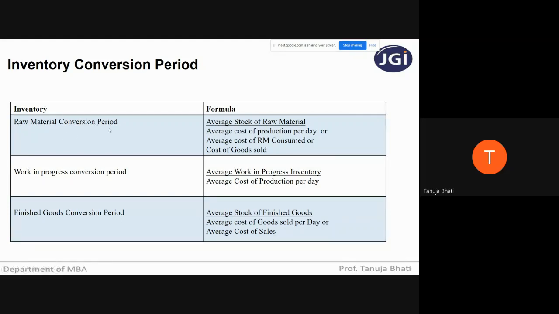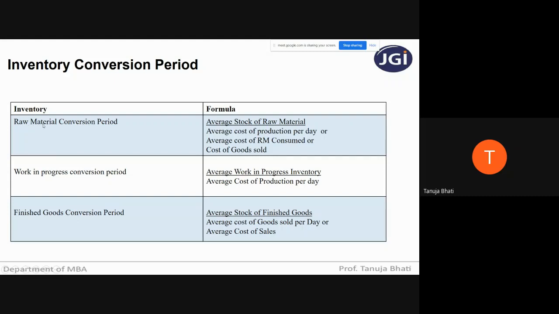See, conversion period is again the time required to convert the raw material into work in progress. So the formula is average stock of raw materials divided by average cost of production per day, or you can use average cost of raw material consumed or cost of goods sold. Depending upon the information given in the problem, you can select the denominator from either of the three.